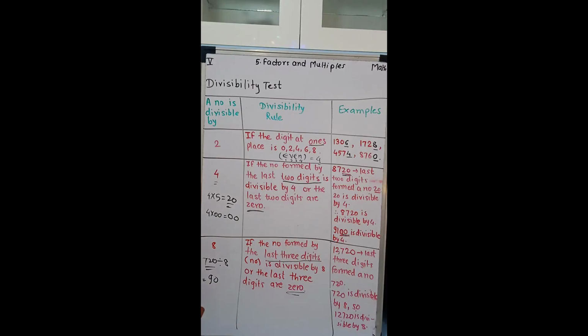One more example we can take, 91,000. The last three digits are 0. So whichever number has the last three digits 0, that number is always divisible by 8.